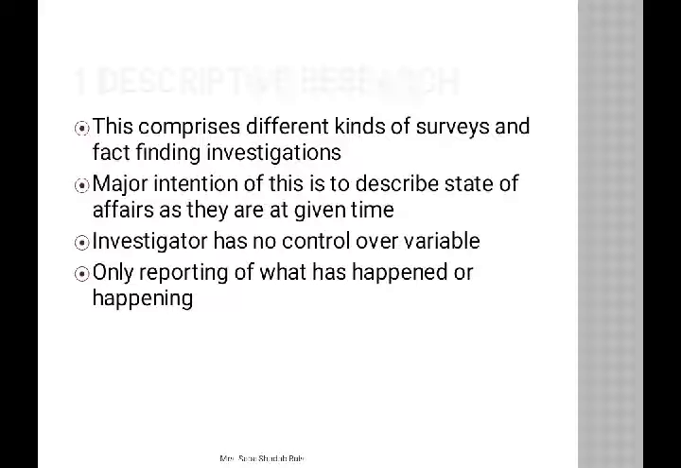Variables are the various parts of the sample. The researcher always tries to control the variable. For example, especially in empirical research, what we do is control the variable. But this is the research where the investigator has no control over the variable.